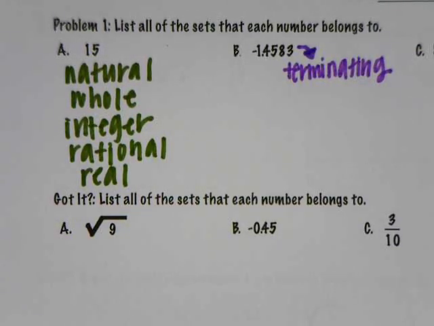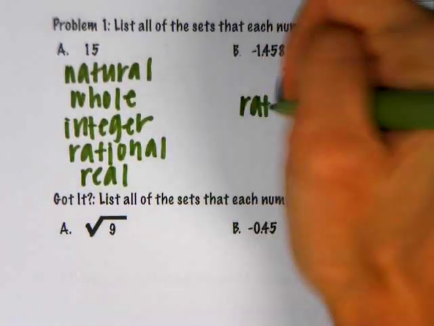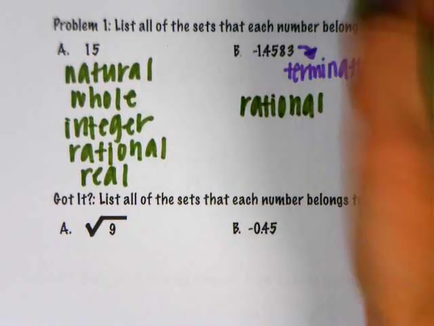So where do our terminating decimals go? If you're looking, you know automatically these bottom three, no, because you can't have decimals or fractions down there. So where is it going to go? Rational. Yep, rational. So it's going to be rational, and then if it's rational, it's also what? Real.